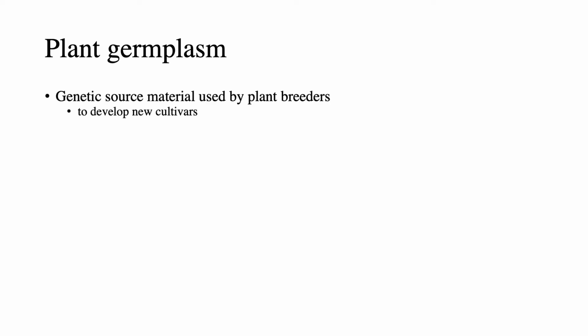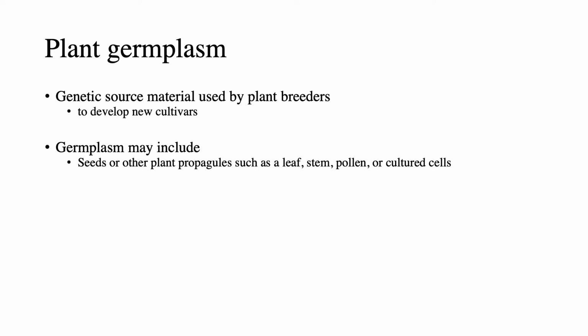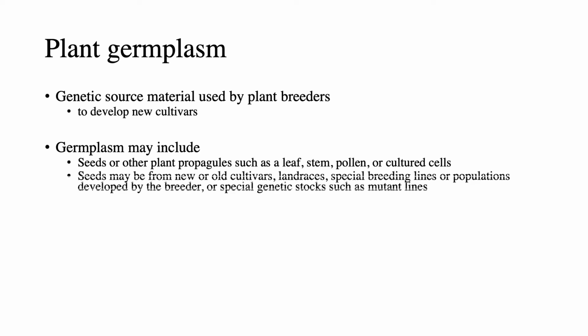Plant germplasm is basically a genetic source material which is used by the plant breeders to develop new cultivars. The germplasm may include seeds or other plant propagules such as leaf, stem, pollen, or other cultured cells that could be grown into mature plants. The seeds may be from new or old cultivars, from obsolete cultivars, we can say from land races, and it can be from special breeding lines or populations which are developed by the breeders or from the special genetic stocks such as mutant lines.